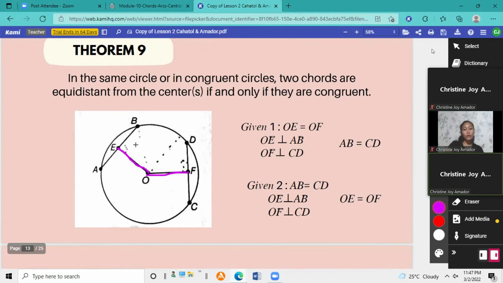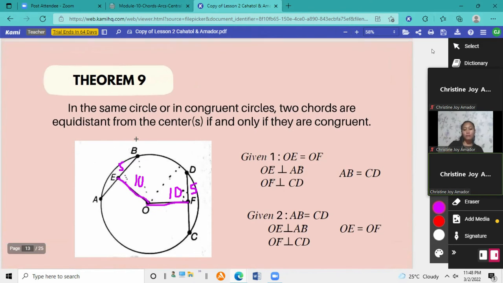If the measurement of our EO is 10, and the measurement also of our OF is 10, as you can see, the chord BA and chord DC are equidistant because the distance of the two chords are the same, which is 10. Meaning, if two chords are equidistant from the center, then those chords are congruent. So, if this is 5, this is also 5, because the distance from the center towards the chord are equal. That's it for theorem number 9.